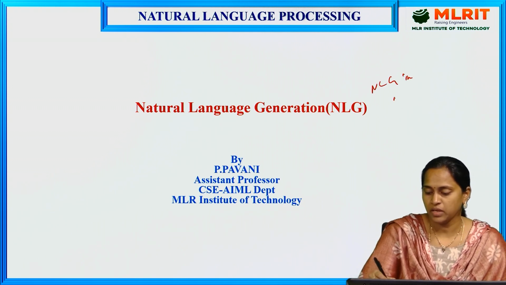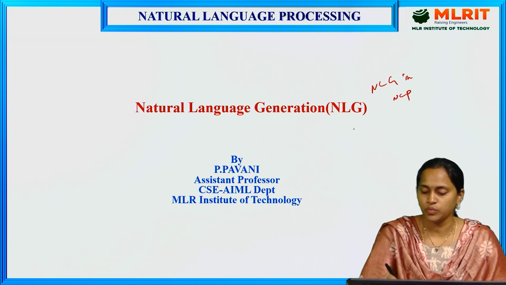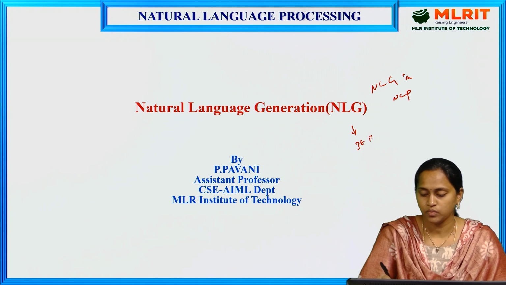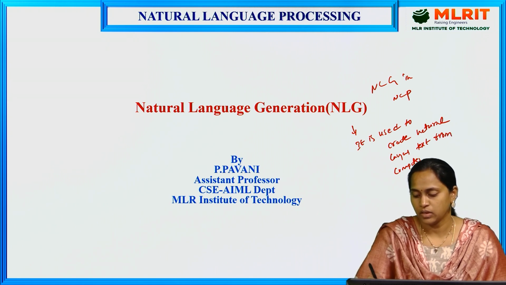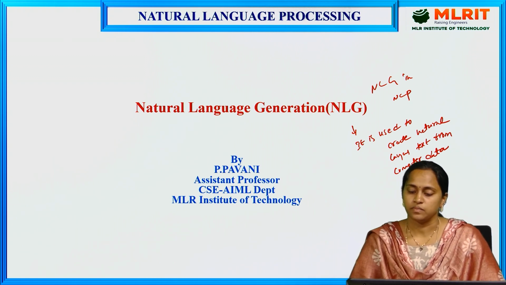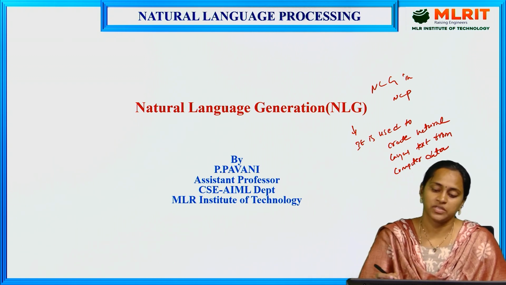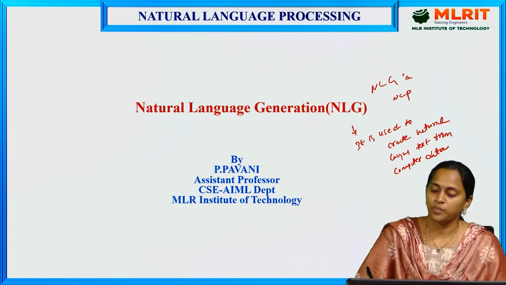So what is the meaning of natural language generation? It is used to create natural language text from computer data. That means machine text to human text. This is the meaning of natural language generation. It is easy to create natural language text from computer data.